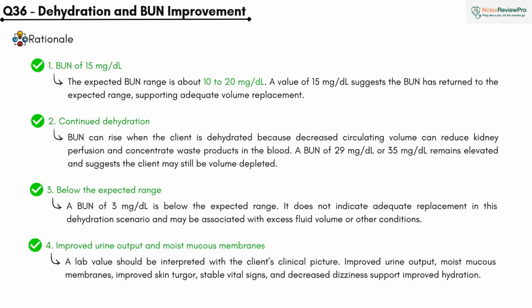For statement 3, a BUN of 3 is below the expected range. This is not the goal when treating dehydration. A very low BUN may be seen with excess fluid volume or other conditions, but in this scenario, the nurse is looking for return to the normal range. For statement 4, the nurse should interpret a normalizing BUN together with improved urine output and moist mucous membranes. A lab value should not be interpreted alone. Improved hydration is supported by better urine output, moist mucous membranes, improved skin turgor, stable vital signs, and decreased dizziness.